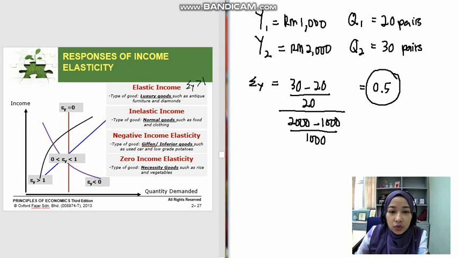So why are luxury goods considered as elastic income? Because it is not the products that we buy every day. It is the products that we buy very rarely, or only on certain occasions. So what happens when the price of these luxury goods changes?